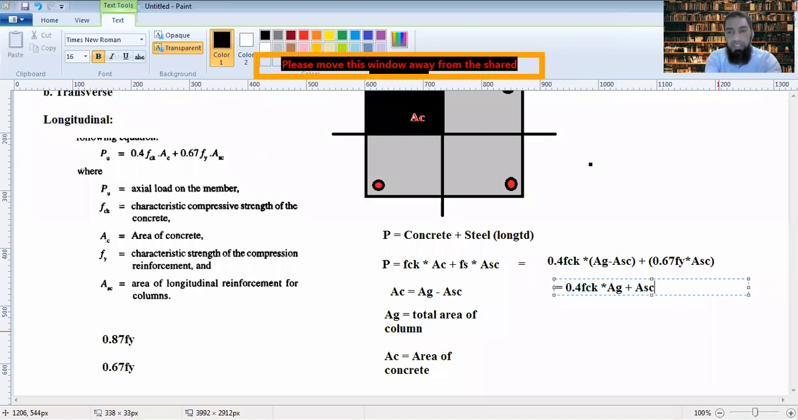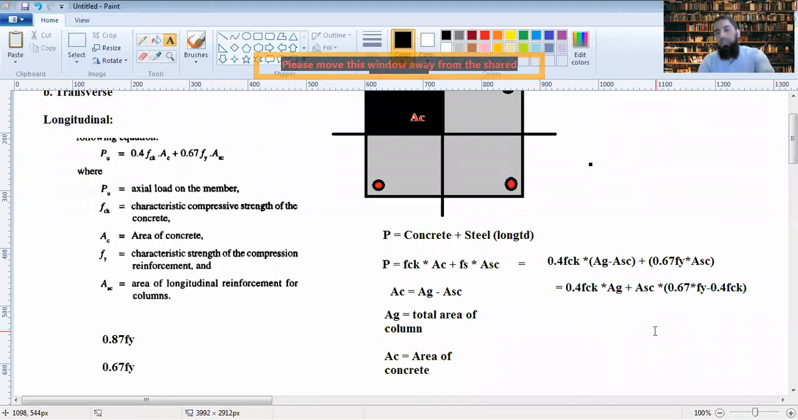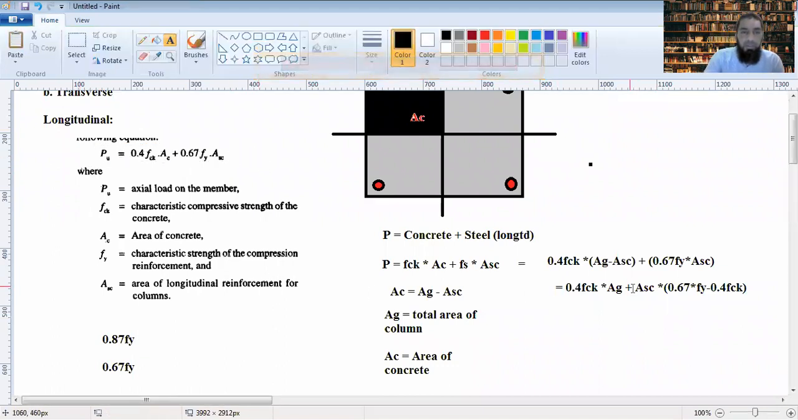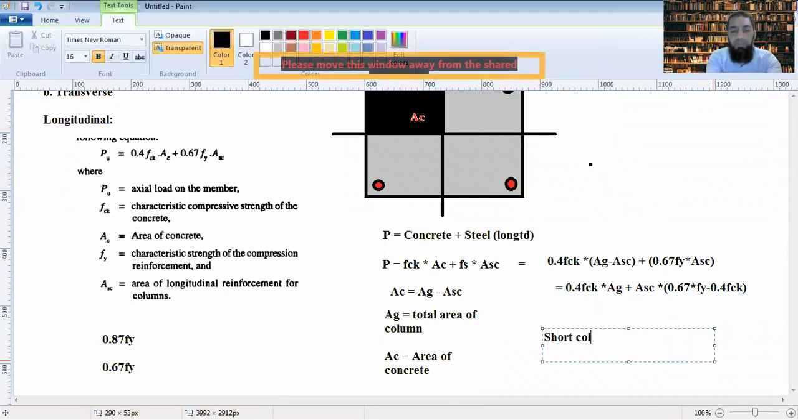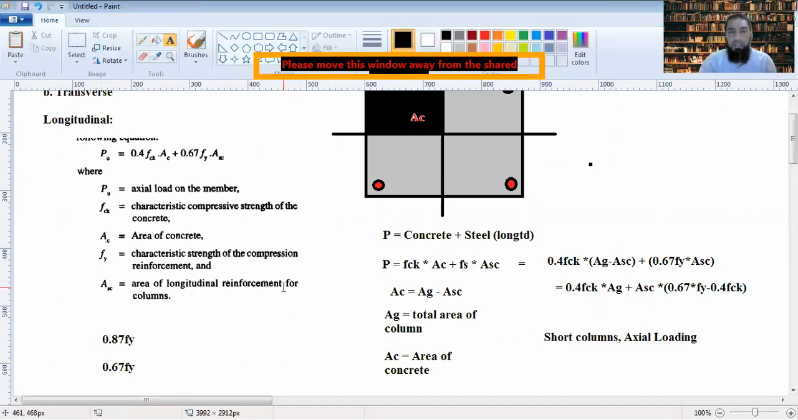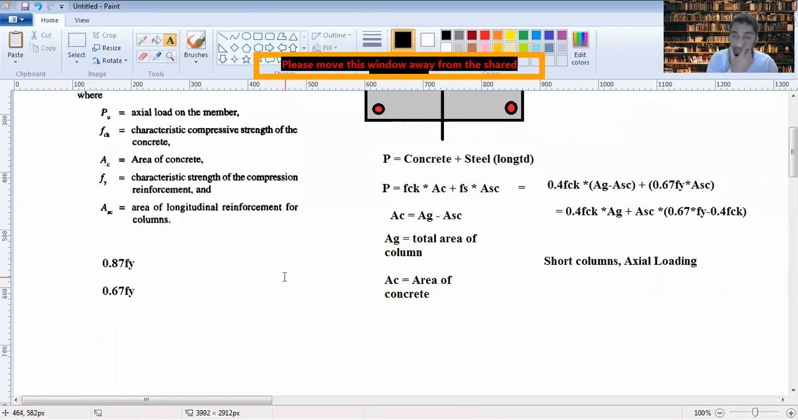you have ASC into 0.67 Fy minus 0.4 FCK. Or you can also put it like this. So this formula PU, which is given in the code, can also be put in this form of fashion. This is for short columns, axial loading. At this moment, we will concentrate on short columns under axial concentric loading without any eccentricity in the load.